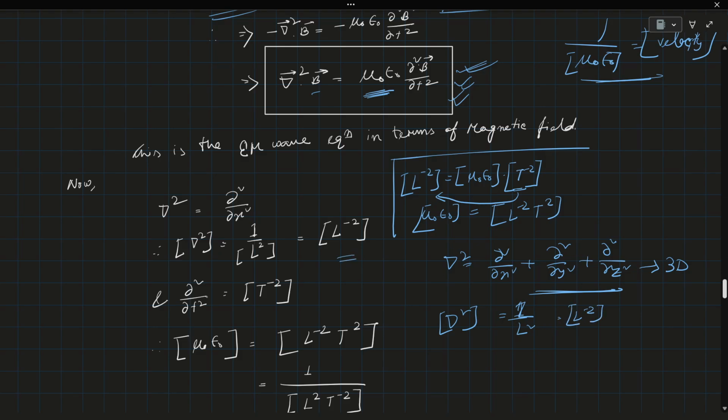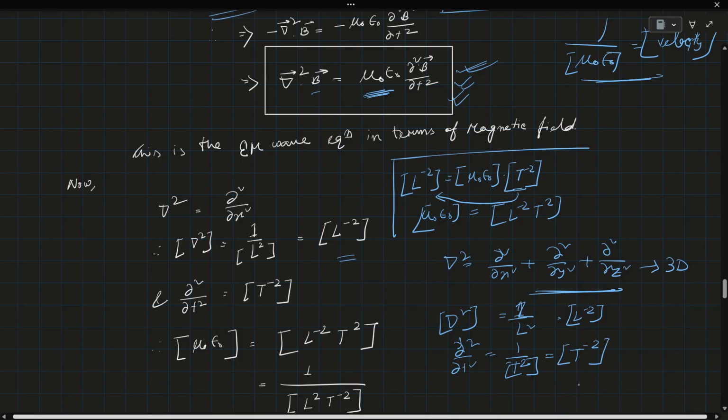Again, from this equation I am now going to find the dimension of del square by del t square. As you can see, the dimension of del t square can be written as T to the power minus 2, because del t square can be written as 1 by T to the power 2. So this is the dimension. If I take this from the denominator to the numerator, I will get a minus sign here. So I have got this. I hope this is clear to you.